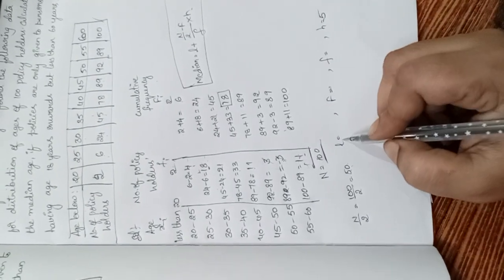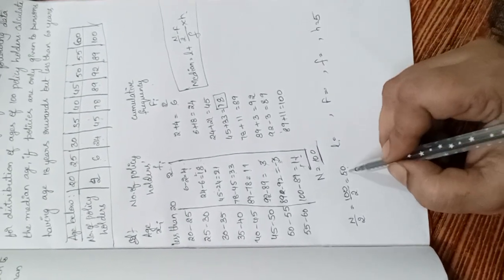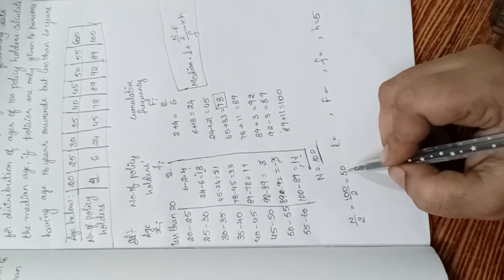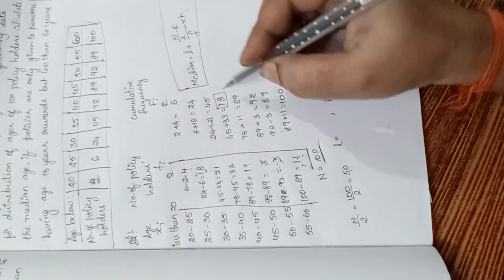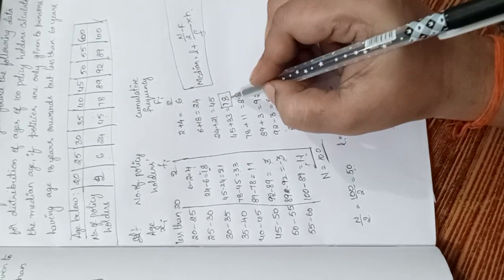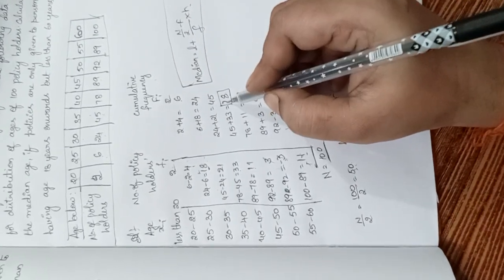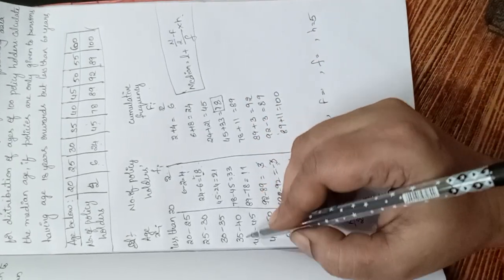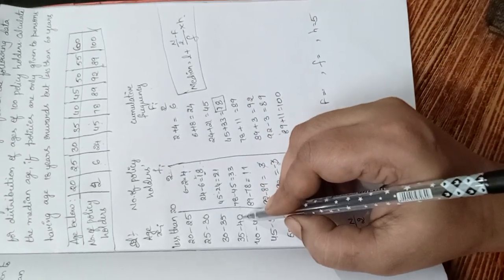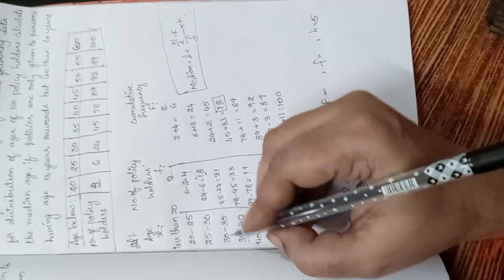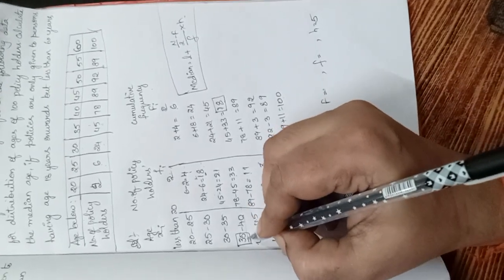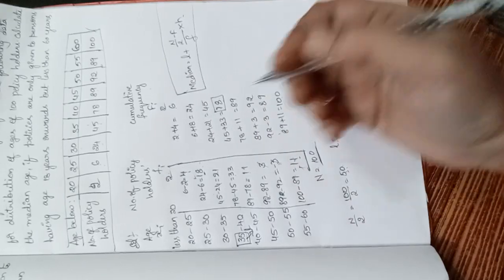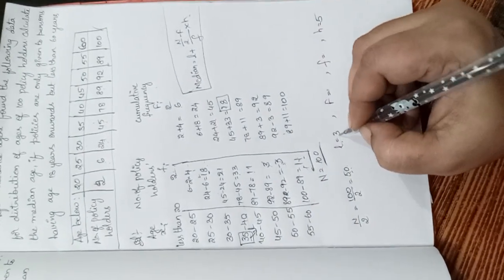Now coming to small l, here what we got, N by 2 is 50. So the nearest greater number in the cumulative frequency is 78. So for that, what is the median class interval? This is the median class, right? So in this, what is the lower limit? This is the lower limit, so this is taken as L. So L equals 35.